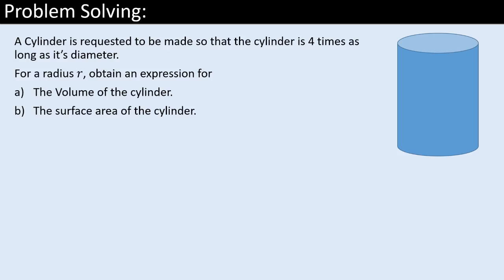All right, this is a solution for the problem-solving question. So we're going to split our solution up into two parts, part A and part B. And first thing I'm actually going to do is make use of a proper diagram. A cylinder is requested to be made so that the cylinder is 4 times as long as its diameter. And we're told that our cylinder has a radius of r.